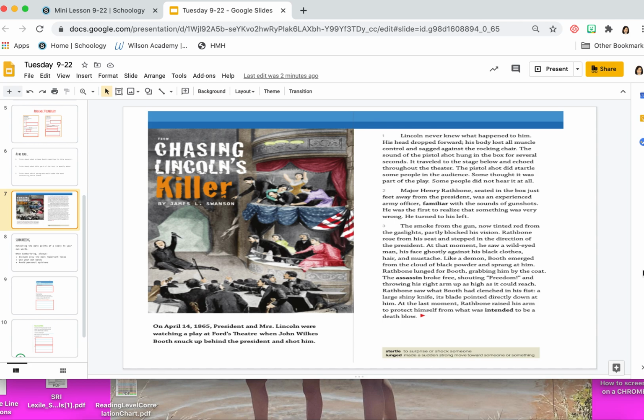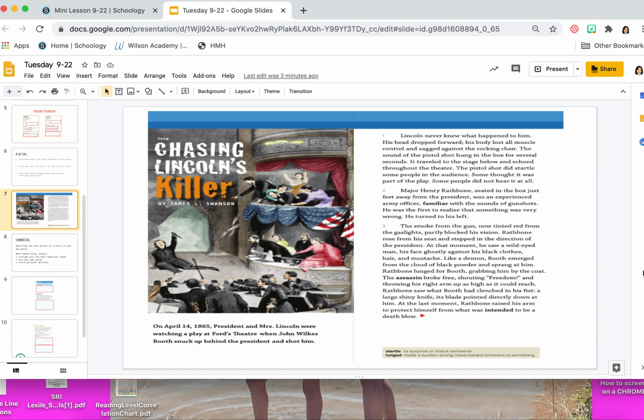Rathbone rose from his seat and stepped in the direction of the president. At that moment, he saw a wild-eyed man, his face ghostly against his black clothes, hair, and mustache. Like a demon, Booth emerged from the cloud of black powder and sprang at him. Rathbone lunged for Booth, grabbing him by the coat. The assassin broke free, shouting "Freedom!" and throwing his right arm up as high as it could reach. Rathbone saw what Booth had clenched in his fist, a large, shiny knife. Its blade pointed directly down at him. At the last moment, Rathbone raised his arm to protect himself from what was intended to be a death blow.